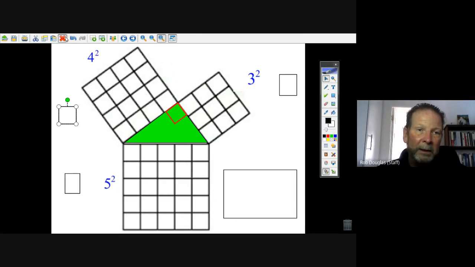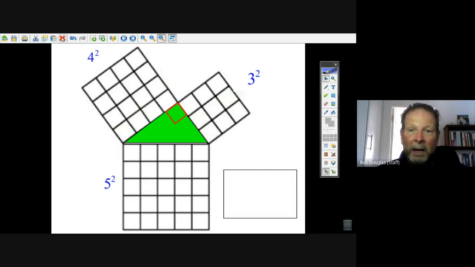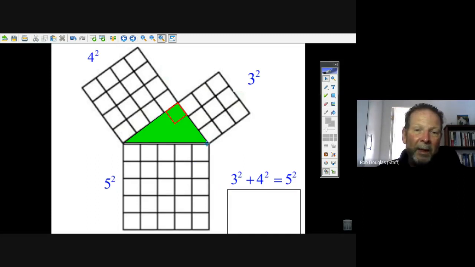Well, something really special happens here. If you've got a right angle triangle, then something always happens the same way. And this is what happens. If you take the 2 small squares, 3 squared and 4 squared, if you add them together, you always get the long side squared. And it works every time for any right angle triangle.